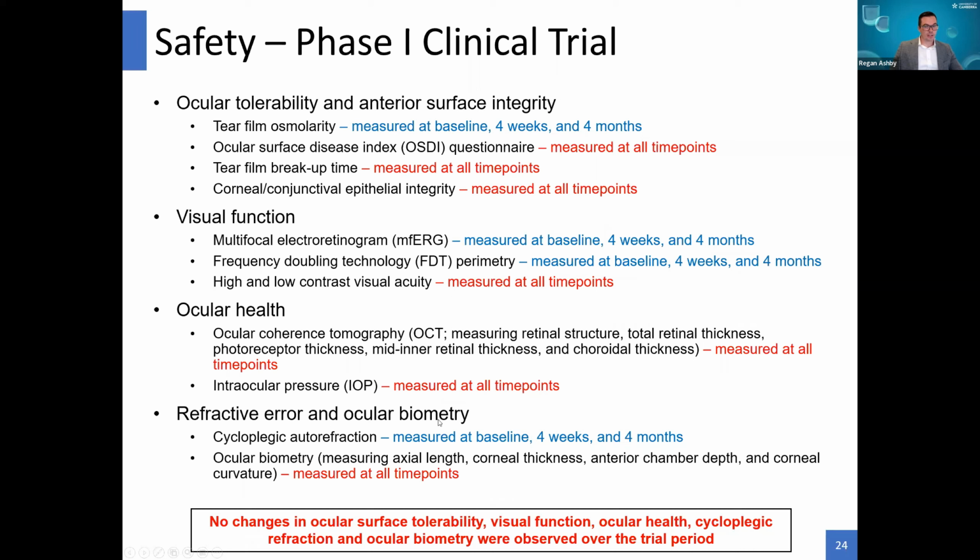And with respect to refraction and ocular biometry, we did cycloplegic auto-refraction and also OCT measures of ocular biometry, axial length, corneal thickness, anterior chamber depth, and corneal curvature.